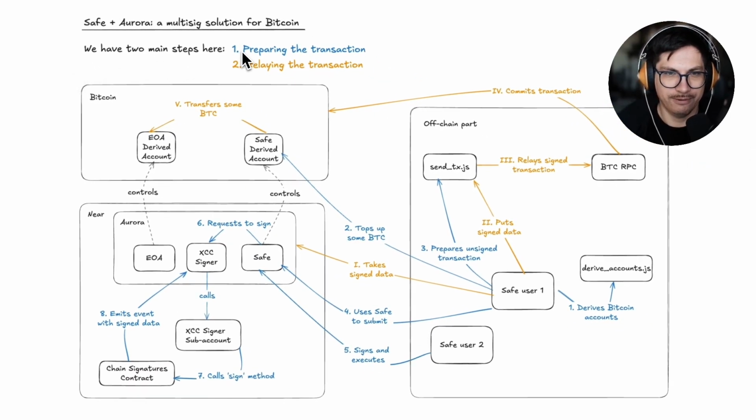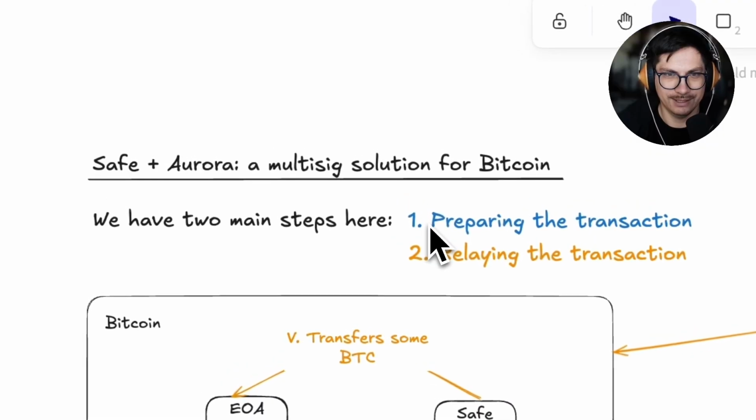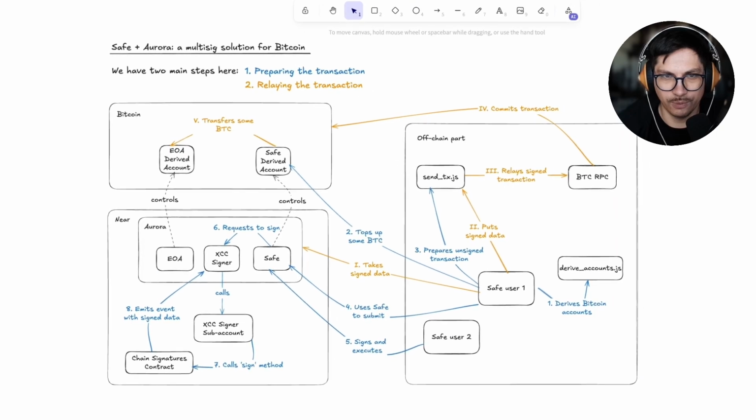So we have two main steps here: first, preparing the Bitcoin transaction and signing it, and second, relaying this signed transaction. The blue arrows follow the first step of this process, and the orange arrows follow the second step. Let's go quickly through all of these small steps.